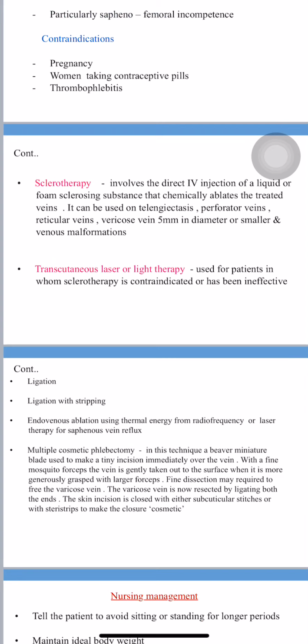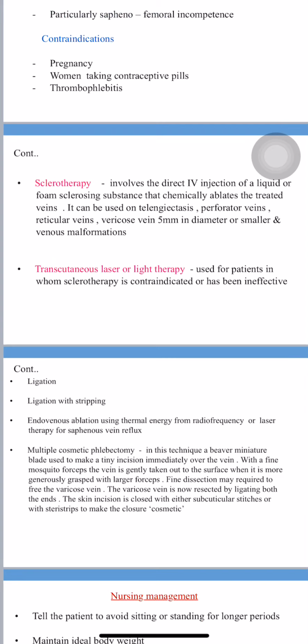Next is another surgical management, that is transcutaneous laser or light therapy. It is used for patients for whom sclerotherapy is contraindicated or has been ineffective. So next is another procedure, that is ligation. Ligation is done in case of saphenofemoral incompetence.